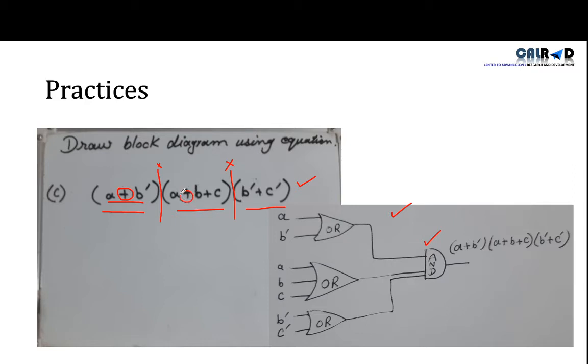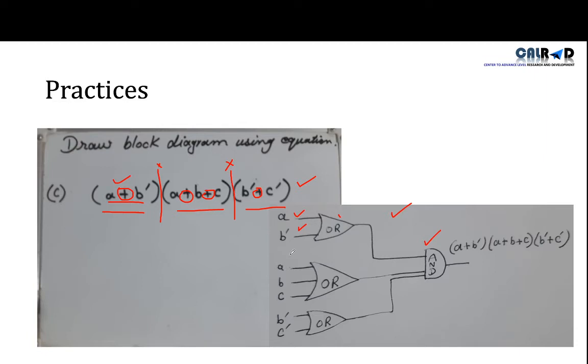These are also sum, so we will use an OR gate, and this is also sum, so we will use an OR gate. For the first, A plus B dash, so A and B dash, and we use an OR gate to get A plus B dash.